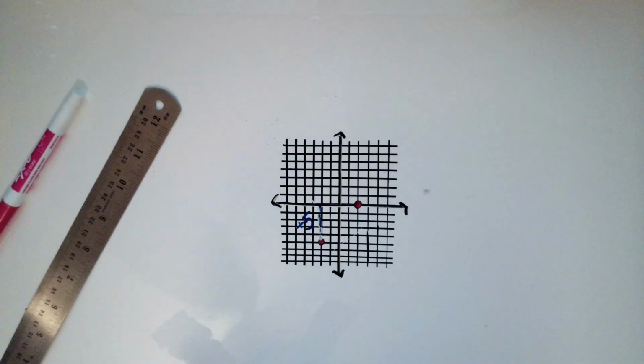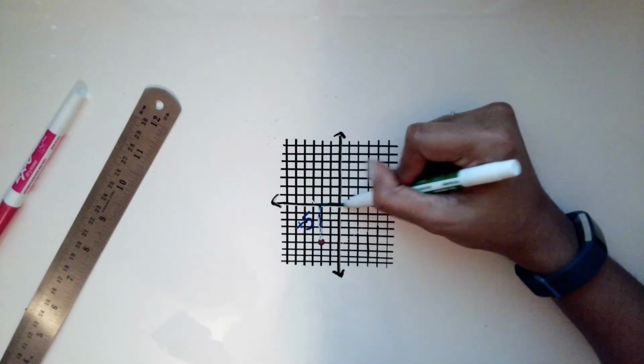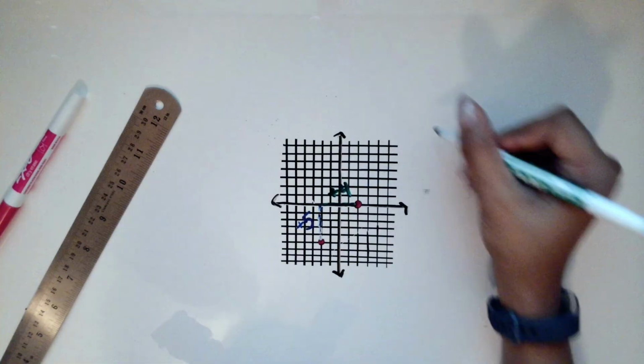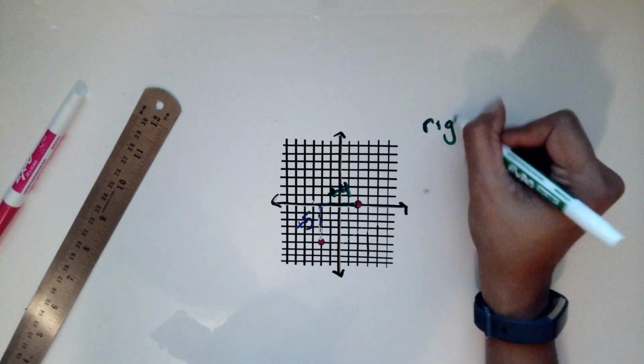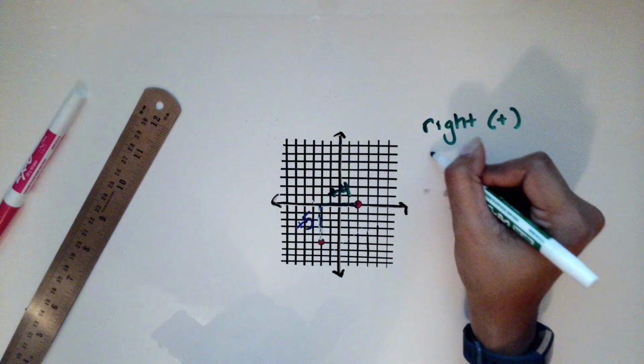What you want to do is count up or down. In this case, we go up by 5. Then you want to go over, left or right. So remember, it's always rise over run. Before you do anything, it's always rise over run.